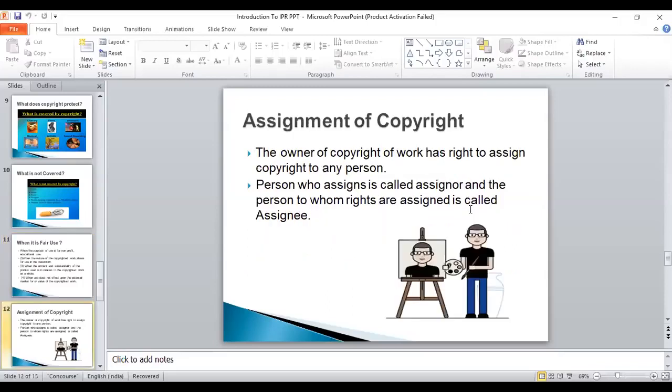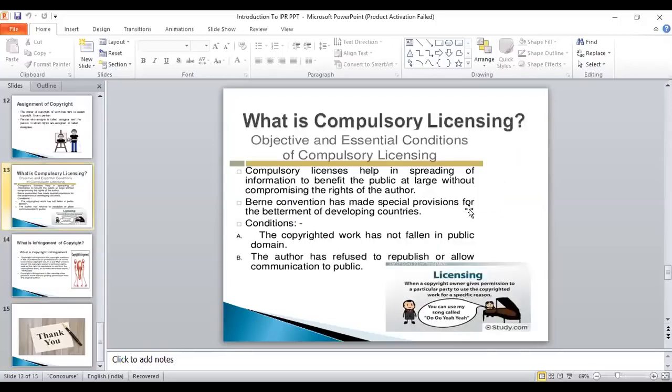Right, then we have discussed assignment of copyright. The owner of a copyright work has the right to assign the copyright to any other person. Then we have discussed licensing. What does licensing mean? What is compulsory licensing? Licensing is of two types: voluntary licensing and compulsory licensing.